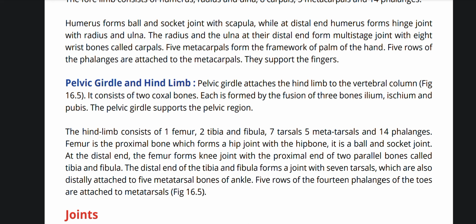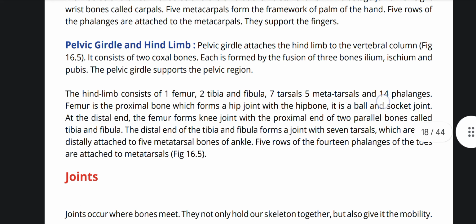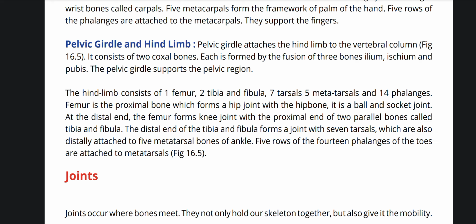It consists of two coxal bones. Each is formed by the fusion of three bones: ilium, ischium, and pubis. The pelvic girdle supports the pelvic region. The hind limb consists of one femur, tibia and fibula, seven tarsals, five metatarsals, and 14 phalanges.